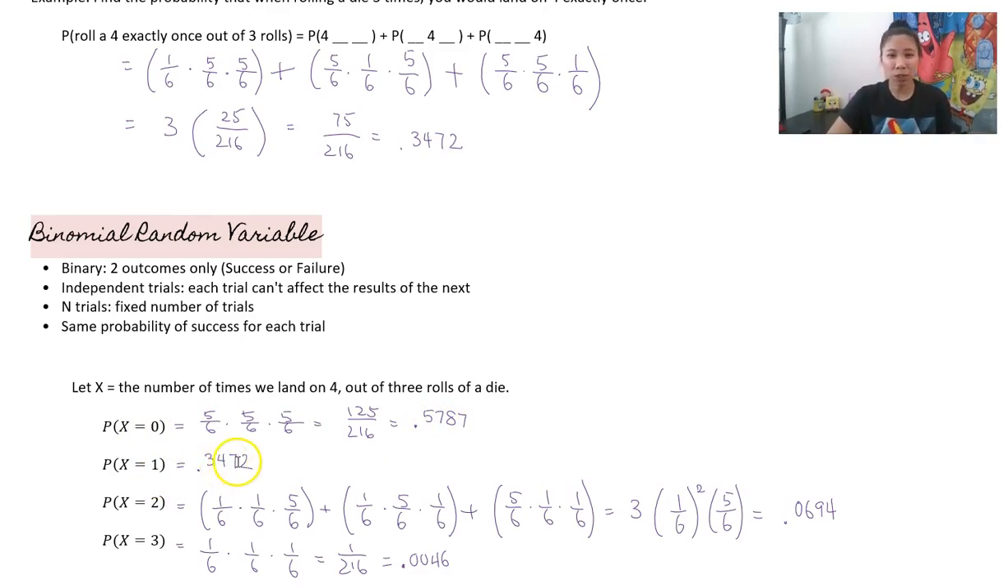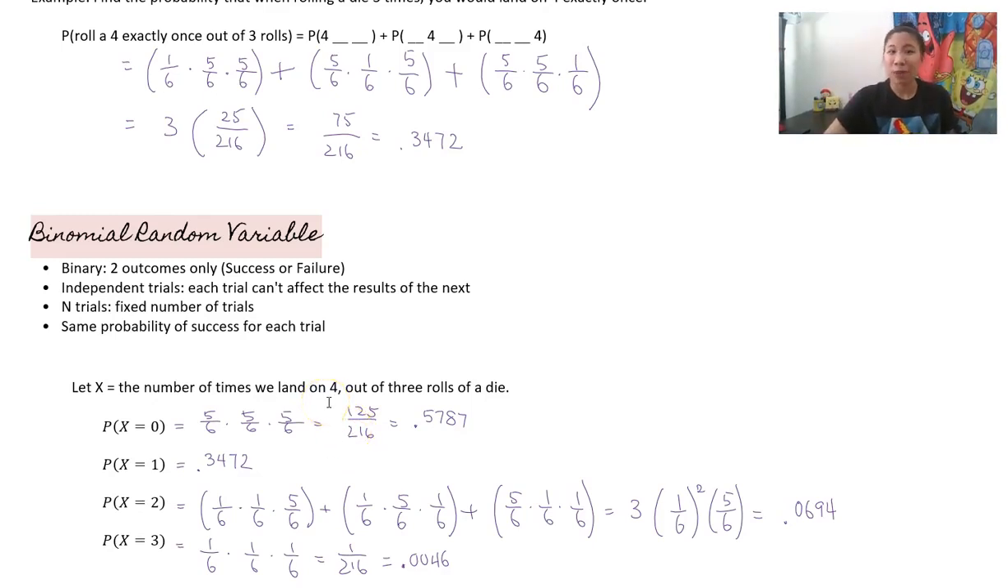So this is a probability distribution. It's legitimate because each of our probabilities is between 0 and 1. The probabilities add up to 1, and all our X's make up all the different outcomes for our random variable of the number of times we land on 4 out of 3 rolls of the die.